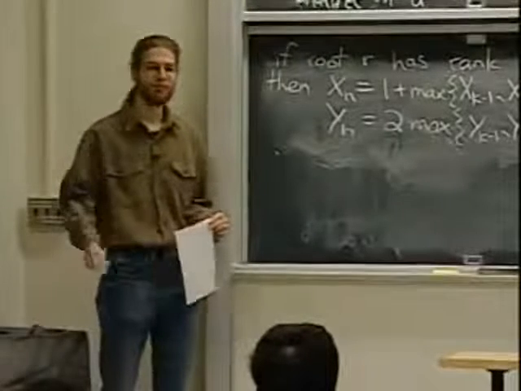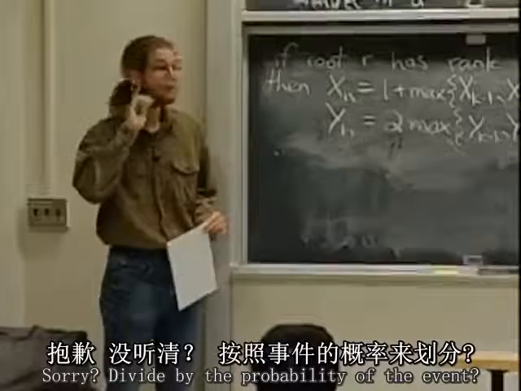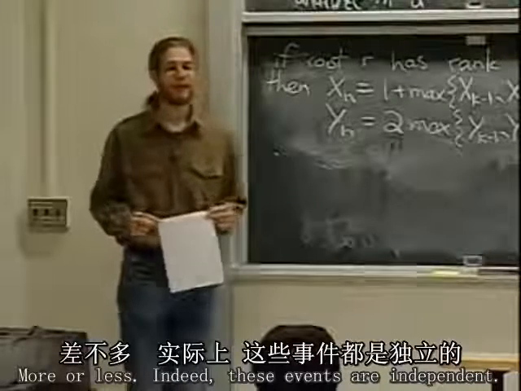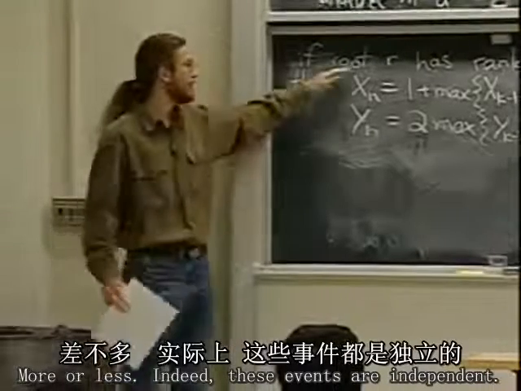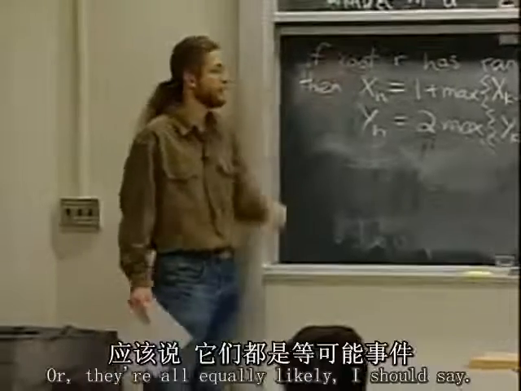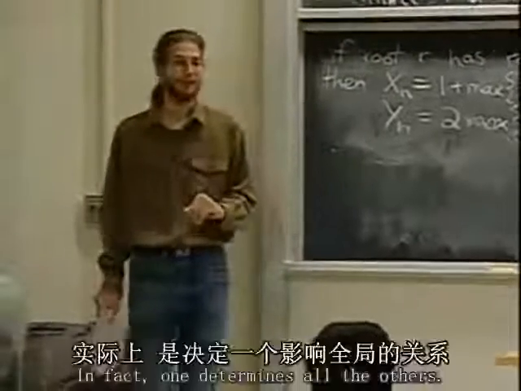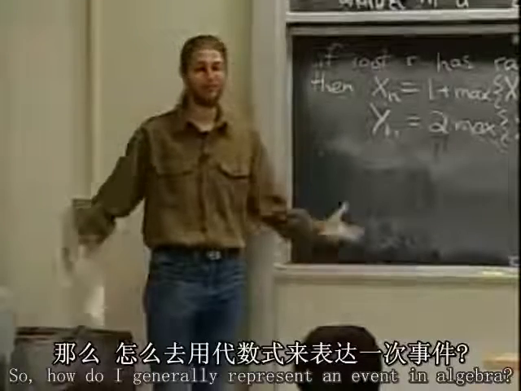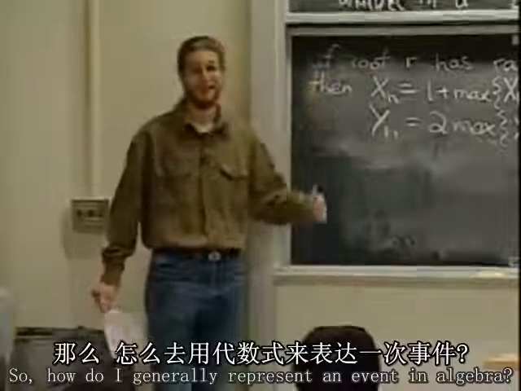Divide by the probability of the event, more or less. Indeed. These events are all equally likely, I should say. They're not independent. In fact, one determines all the others. So how do I generally represent an event in algebra?